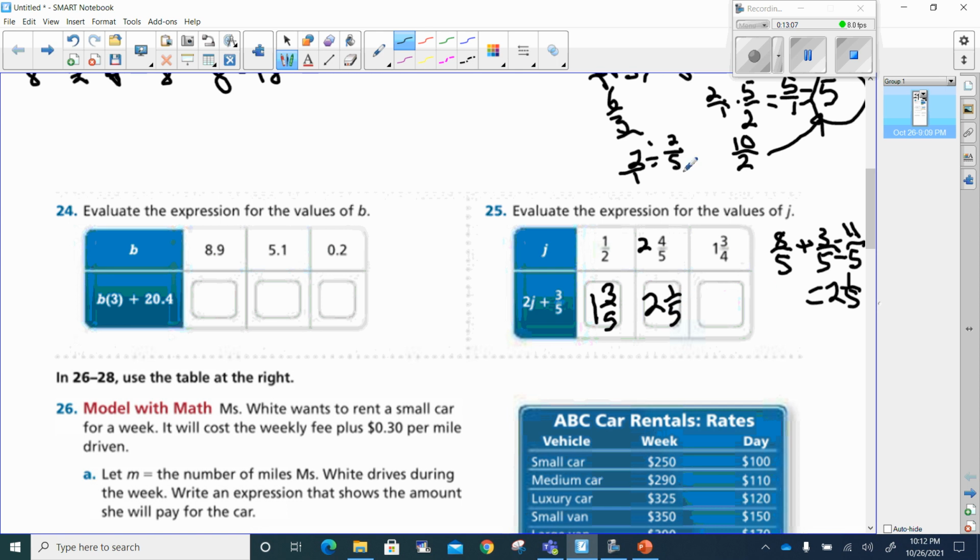All right, and our last one. This time, j is 1 3/4. Well, I can turn this into an improper fraction, right? 4 times 1 is 4, and 4 plus 3 is 7. So this is really 7 over 4. All right. If we have 7 over 4, and I multiply that by 2, I'll just put it in the form of 2 over 1. That's going to give us 14 over 4.